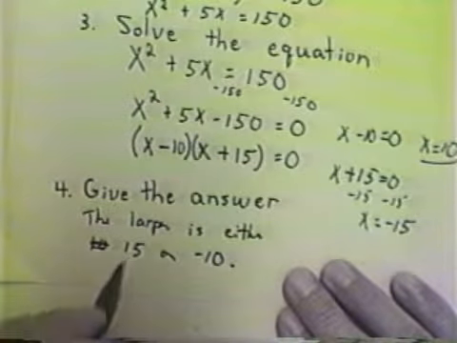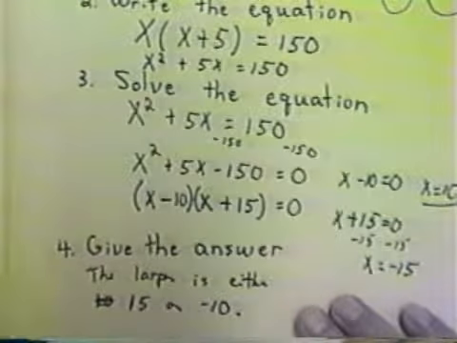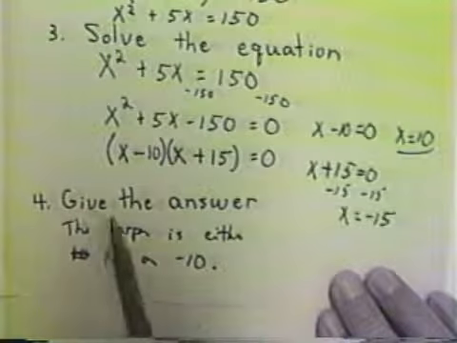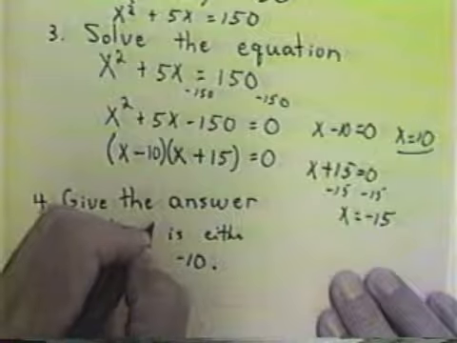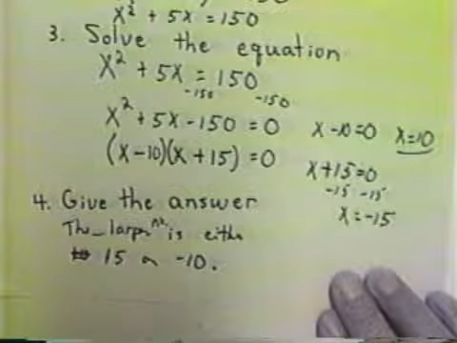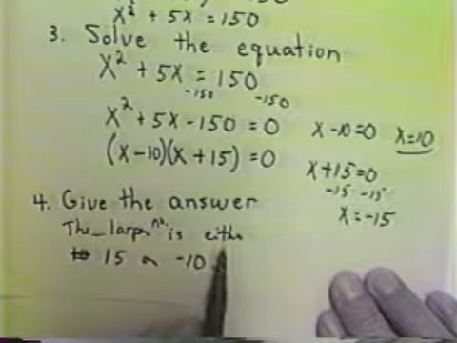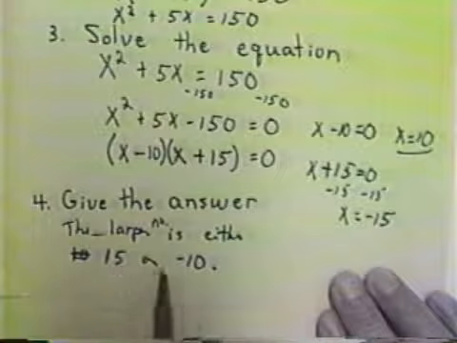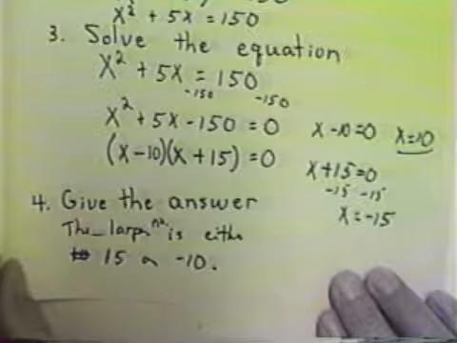I can't look back up and see it, but I believe the larger number, let me check. The larger number is either 15 or negative 10. Okay, that's what I have. The larger number is either 15 or negative 10. You probably can't read this last sentence, but I told you what it says. The larger number is either 15 or negative 10.